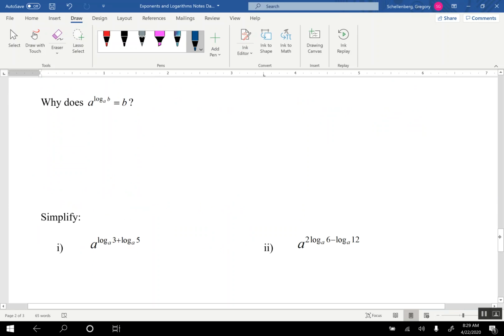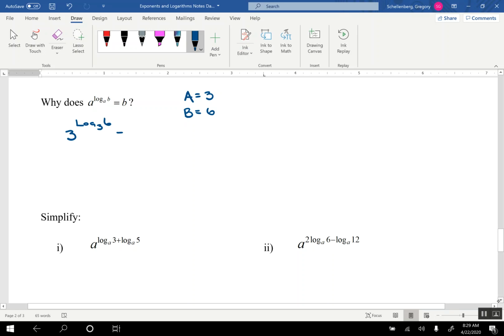Moving on. So why does a to the power of log base a of b equal b? Well, let's choose some values for a and b. Let's say that a is 3 and b is 6. Those are just arbitrary numbers. So I'm going to rewrite this as 3 to the power of log base 3 of 6.